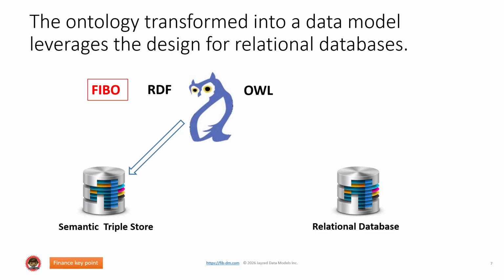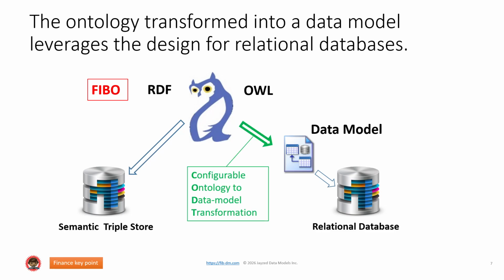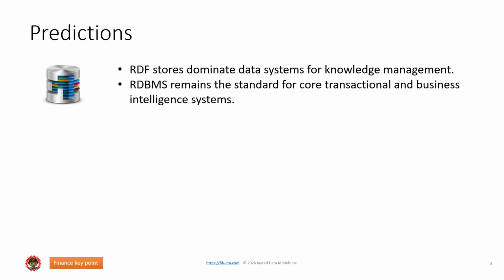Now what's new is that we have FIBO in RDF OWL, and we have data models to design the RDBMS. And then with CODT, the configurable ontology to data model transformation, the industry standard becomes available as a data model. And that is FIBDM.